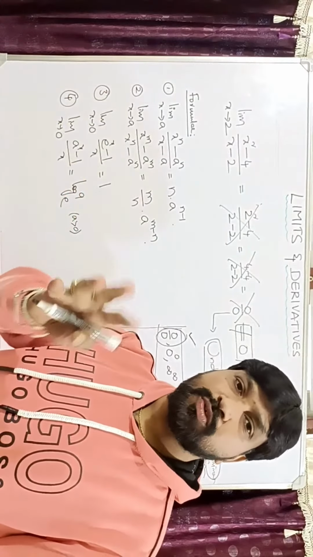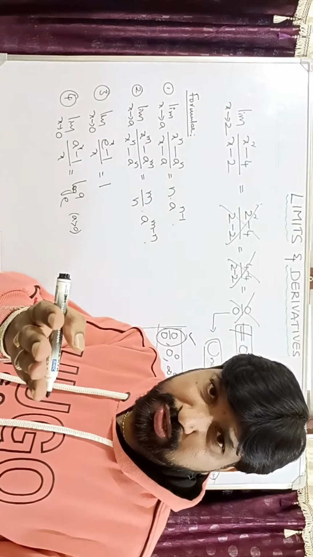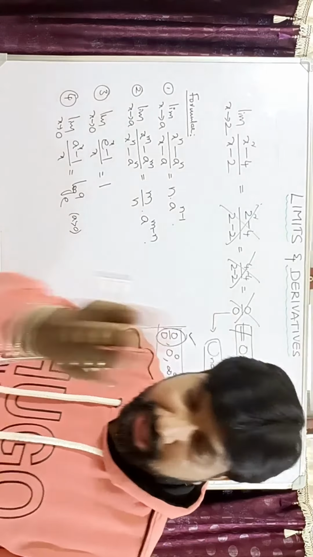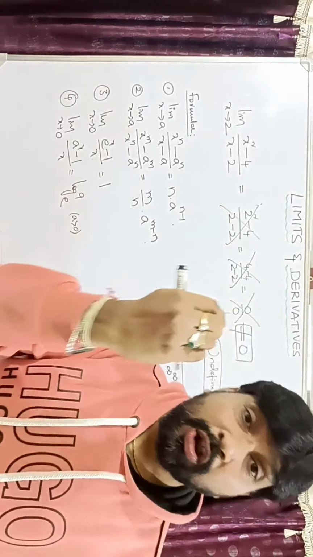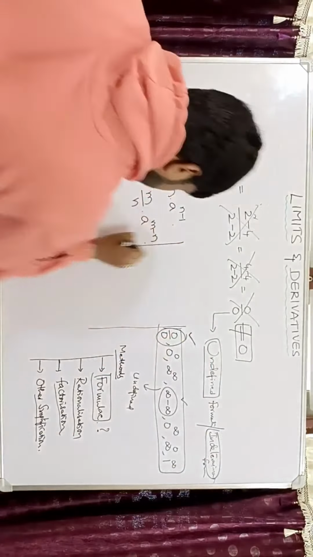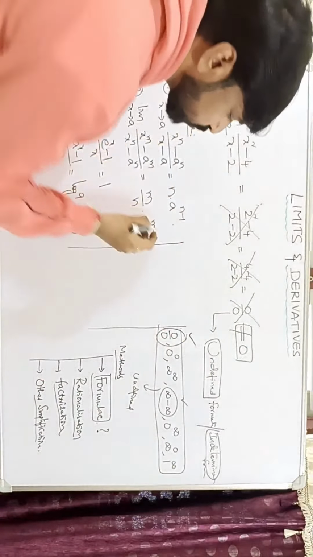For example, a is equals to 5. Can you tell the formula? Limit x tends to 0, 5 power x minus 1 by x. What's the formula? Exactly, that is log 5 base e. That's it. After these 4 formulas, you are going to learn these 3 formulas which are most important.